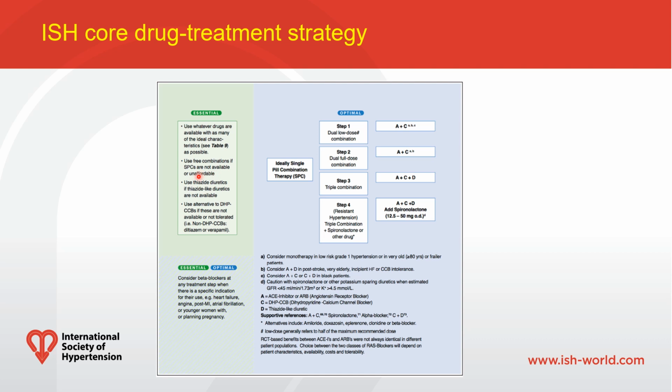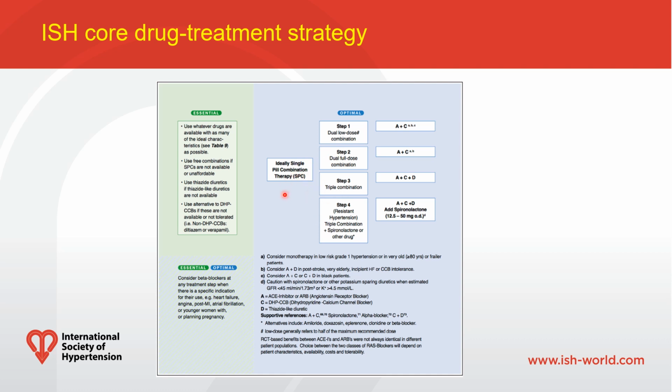So you use free combinations if the single pill combinations are not available or not affordable. Thiazide diuretics you can use if the thiazide-like diuretics are not available. Like we have mentioned, dihydropyridine is the best calcium channel blocker that is available and helpful. But if it's not tolerated or not available, we can use the non-dihydropyridines like diltiazem or verapamil. But I've said earlier that they are more specific for cardiac arrhythmias.